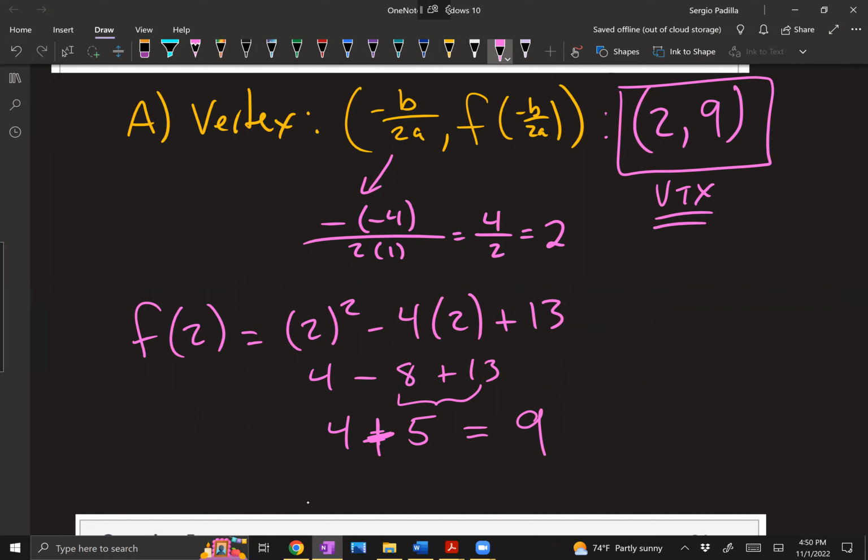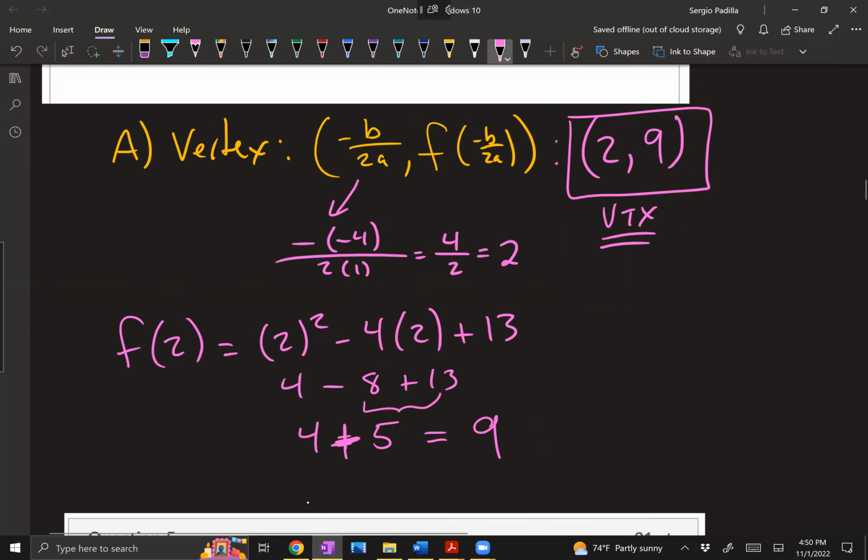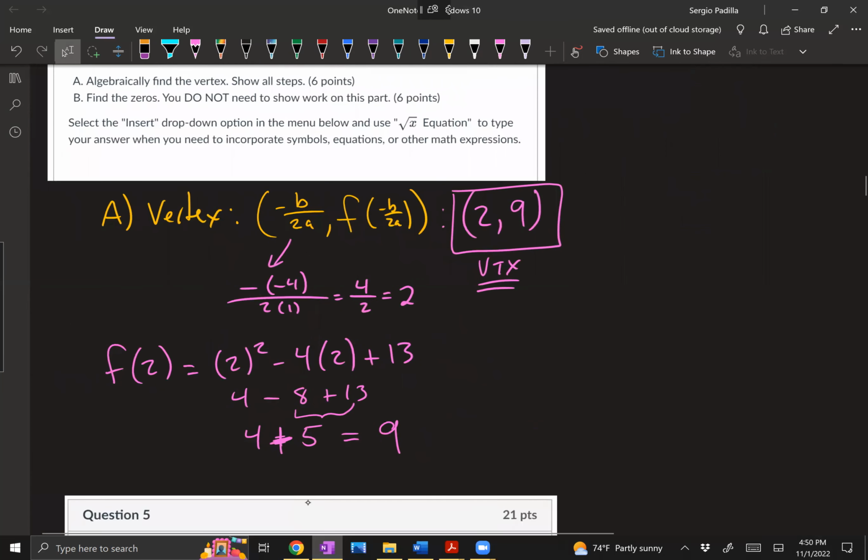So this is how you're going to use that vertex formula that I showed you guys earlier. To get the y value, you just plug in that number. Now for the next section, we actually have to find the zeros. To find the zeros in the quiz itself for 2.2, you don't have to show the steps on this. You just have to get the answer.